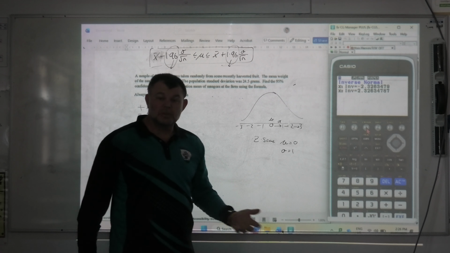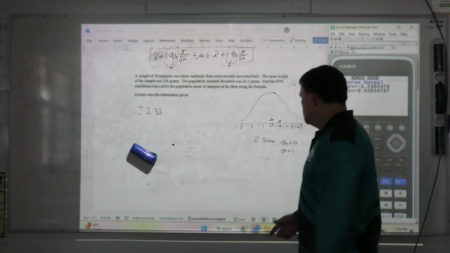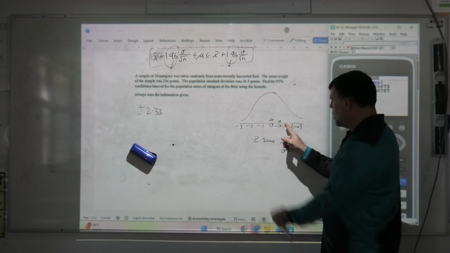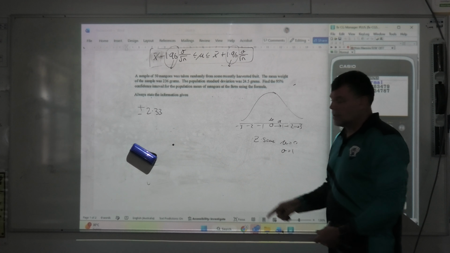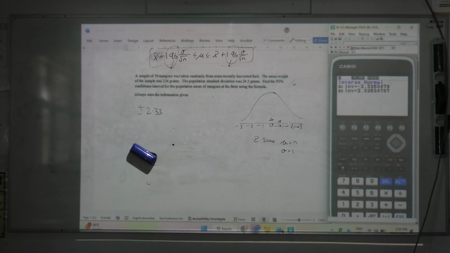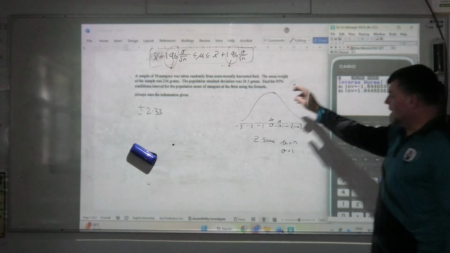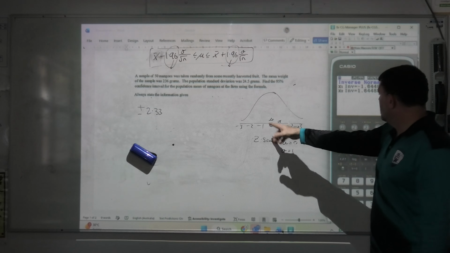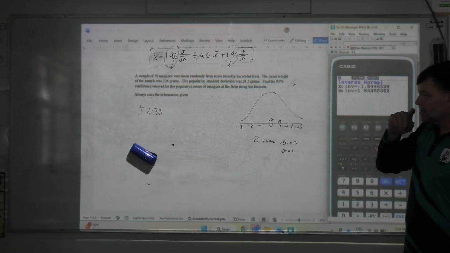If I wanted something that was less than 95, just say 90. Well, 95 sits here, 90 should be less than 95. So again, we come back, we go exit. This time let's go back up and just change it to 0.9. You will find that it has reduced. It's now negative 1.6 and positive 1.6.